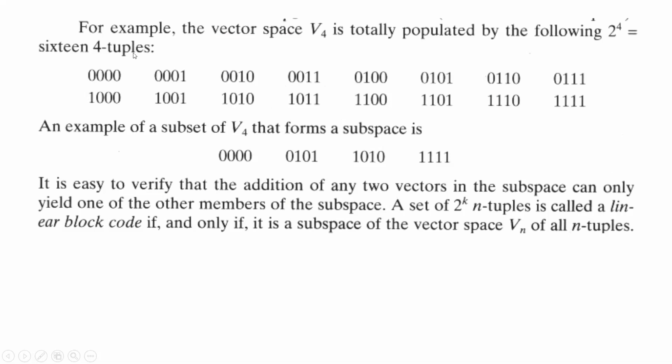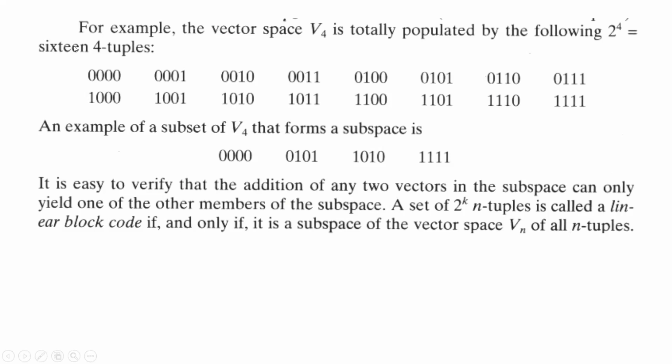And why is this called 4 tuples? 4 tuples means 4 bits are there. At present we are talking about a binary field in which 2 elements are there, but we can talk about other fields also. For example, if we consider all the elements of the English alphabet, 26 elements will be there, so that will be a Galois field of 26 elements. But since we are considering only binary data, the field contains 2 elements only, 0 and 1.